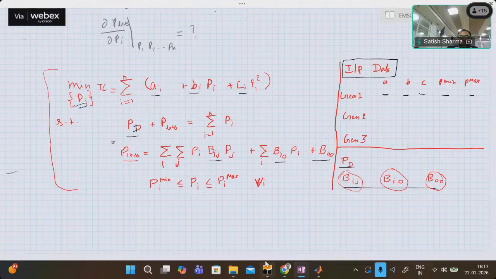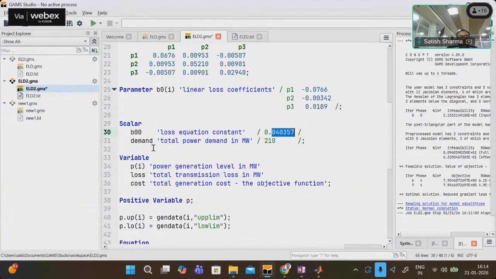Okay, so this total cost is basically provided by this variable cost function. So cost function is equal to basically the total generation cost, or the objective function. Loss is basically our P loss, so it's the transmission loss in megawatts, and Pi is the power generation level in P1. So in the very first one we defined it like this.